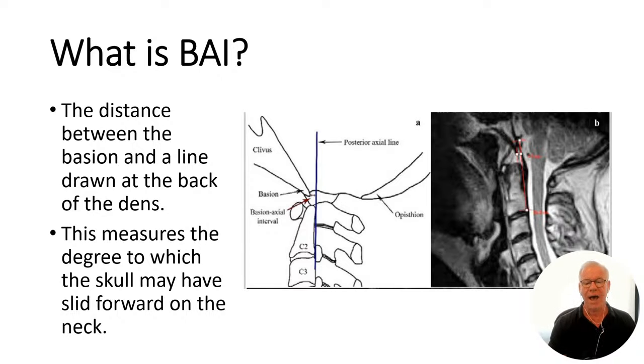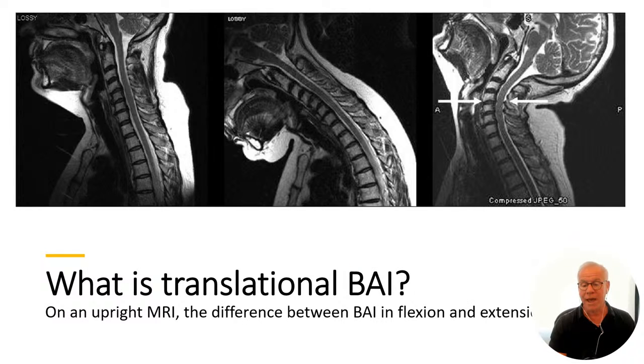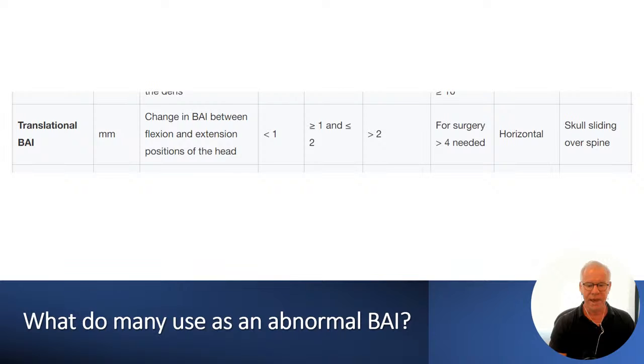So what is BAI? It's the distance between the basion and a line drawn at the back of the dens. So it's basically measuring the degree to which the skull may have slid forward on the neck. Now, translational BAI is just measuring BAI in flexion and extension and then comparing those two. Now, translational BAI under 1 is considered stone cold normal.